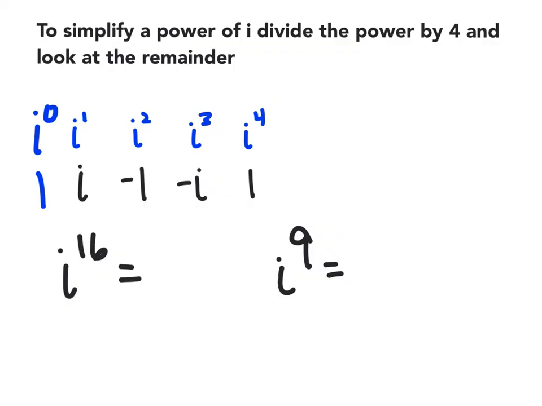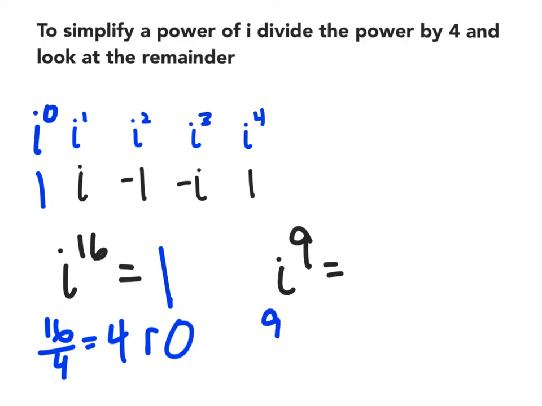All right, so let's try to use this pattern in this rule to find i to the 16th and i to the 9th. 16 divided by 4 is just 4 with no remainder. So because there's no remainder, i to the 16th must equal 1. 9 divided by 4 is 2 with a remainder of 1, because 4 goes into 9 2 times and has 1 left over. Because the remainder is 1, i to the 9th simplifies to i.